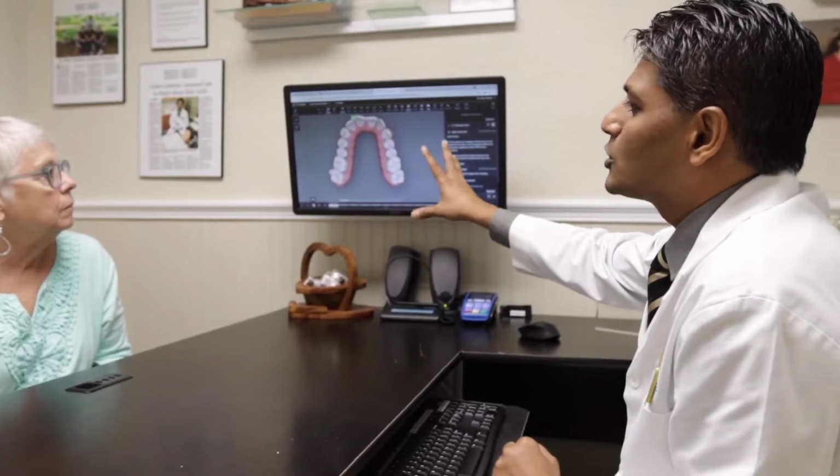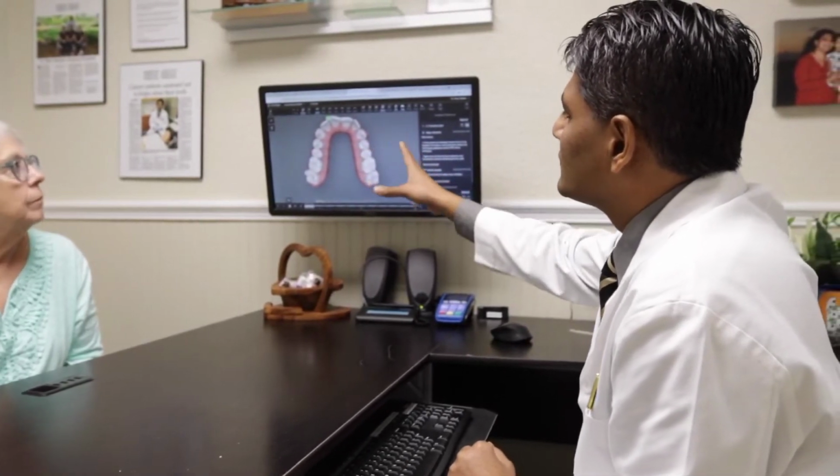Based on that, we are able to evaluate the density of the bone, we're able to evaluate the amount of bone structure you have available, and make sure you're medically fitted to have these options in the first place. Now, after that, depending on how many teeth you're missing, there are different options that can be created.